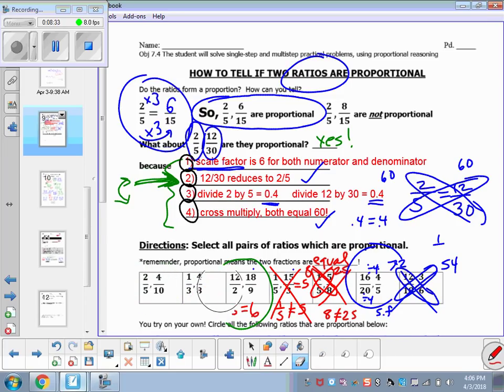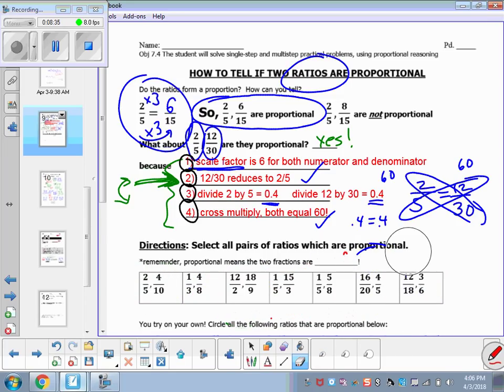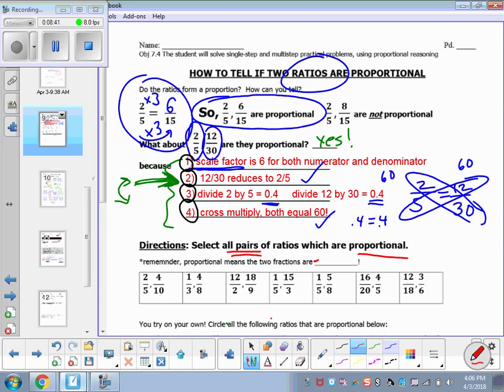So I'm going to erase this now because that got a little messy. Again, when determining which pairs are proportional, you're basically looking for two fractions that are equal. And we selected the first one, the third one, and the next to last one.